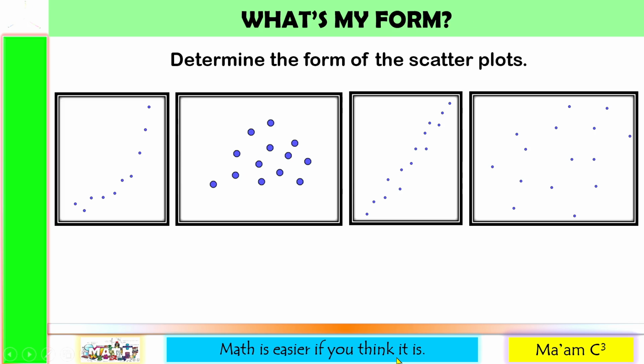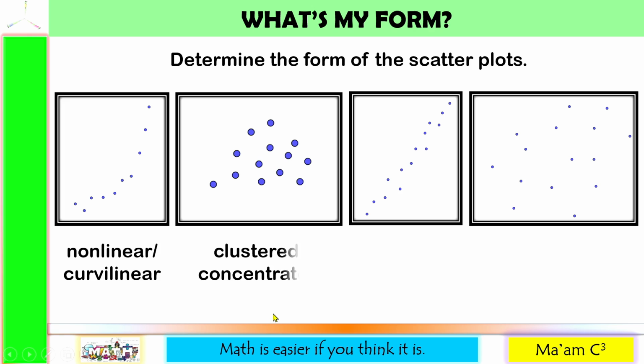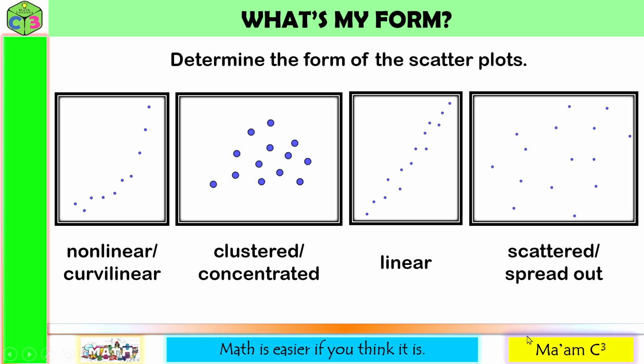Let's have an activity. Determine the form of the scatter plots. This one is very easy. From here, we can form a curve, so this is nonlinear or curvilinear. This one, the points are closer to one another. We call this clustered or concentrated. While in here, you can see that there is a trend of a line, so this is linear. And here, very obvious, the points are far from each other. We call this scattered or spread out.